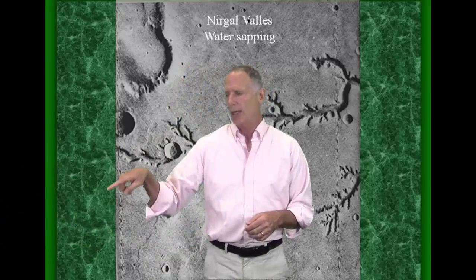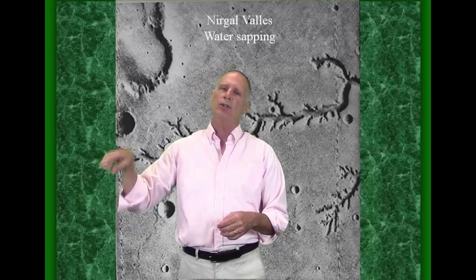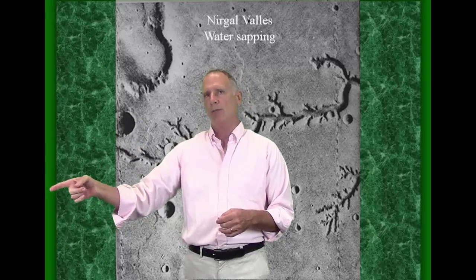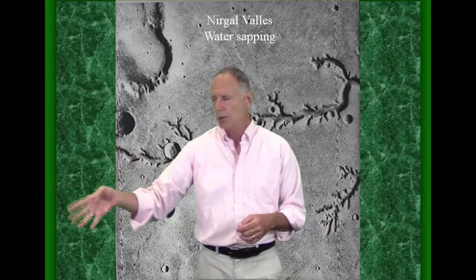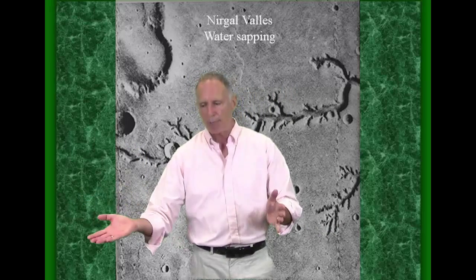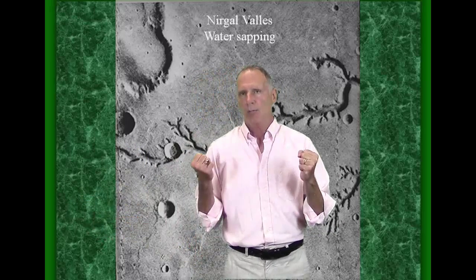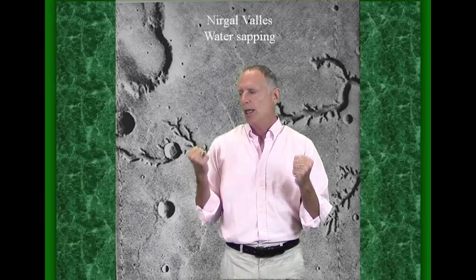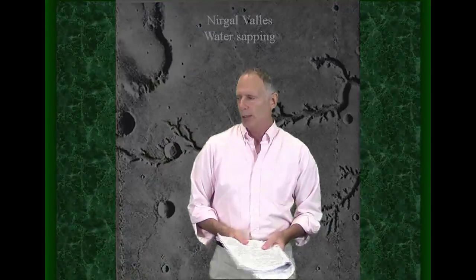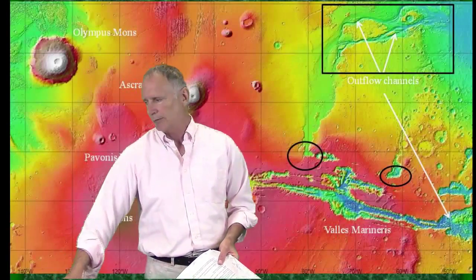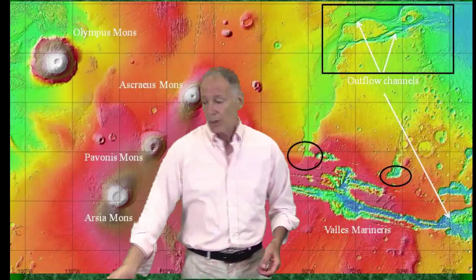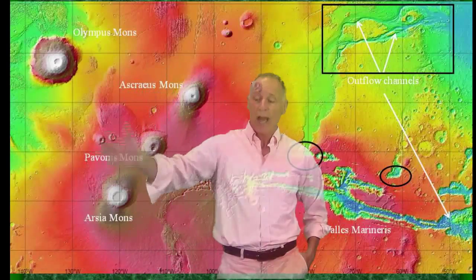So we think that this kind of stream pattern, which we see in the Hesperian and even into the Amazonian, was due to groundwater seeping out. We call that water sapping, if you will. And it's a process that occurs here on Earth, and it occurs in arid regions, and we see it happening on Nergal Vallis area.